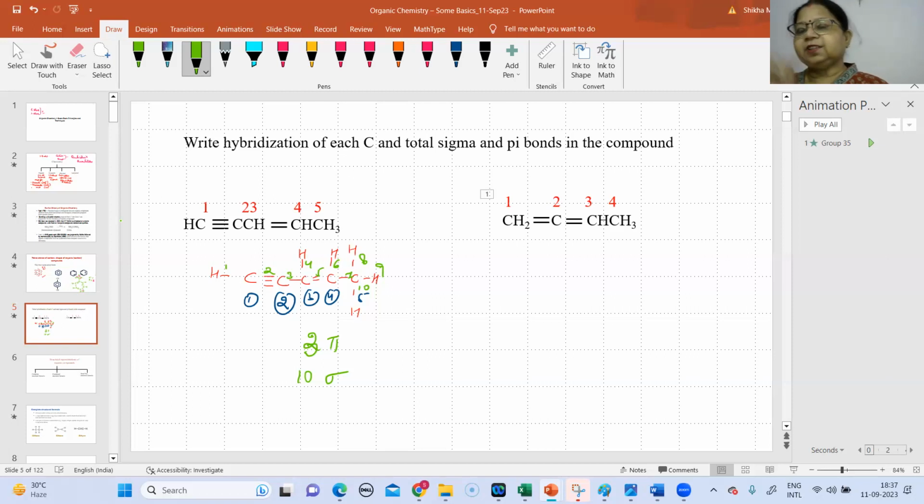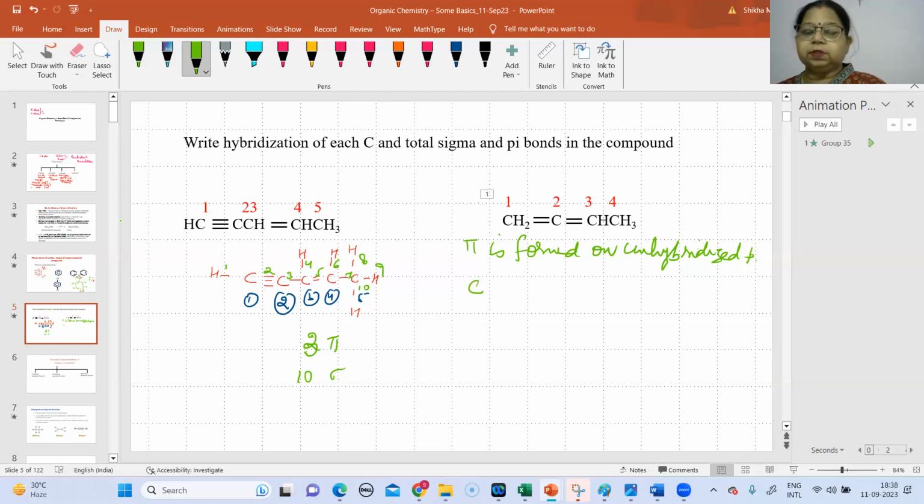See, recall the concept of the sigma and pi bonds. Where is pi bond formed? You have to revise the concept. For the time being, I'm revising it for you now. That pi bond is formed by an unhybridized p orbital, right? Now, what is the meaning of unhybridized p? Unhybridized p, that is the one.